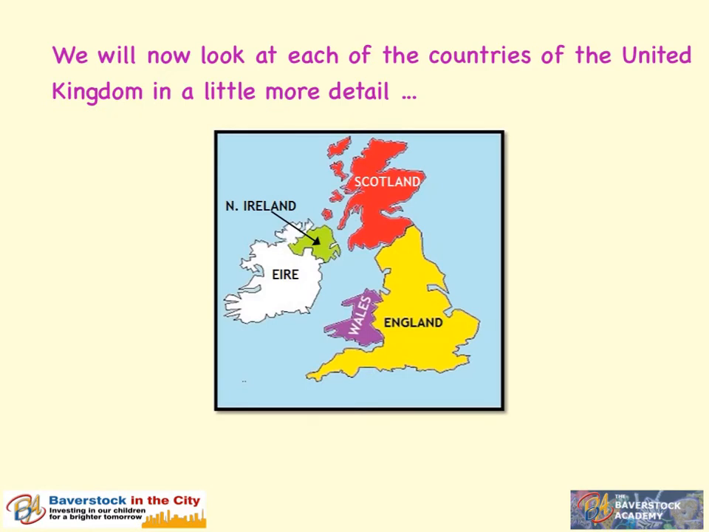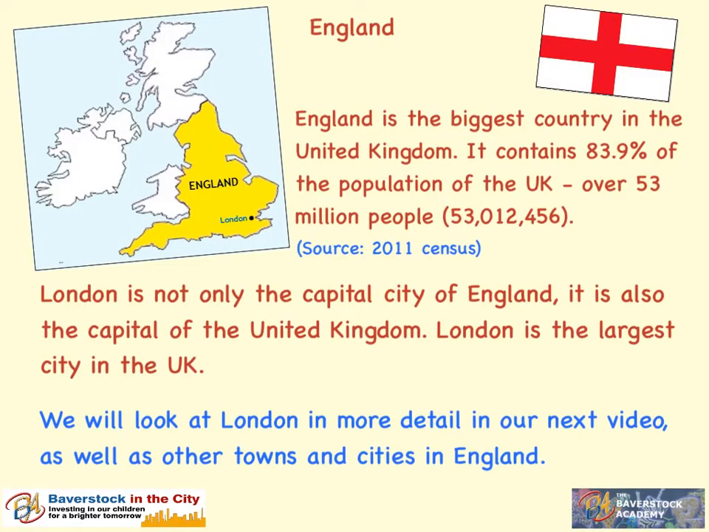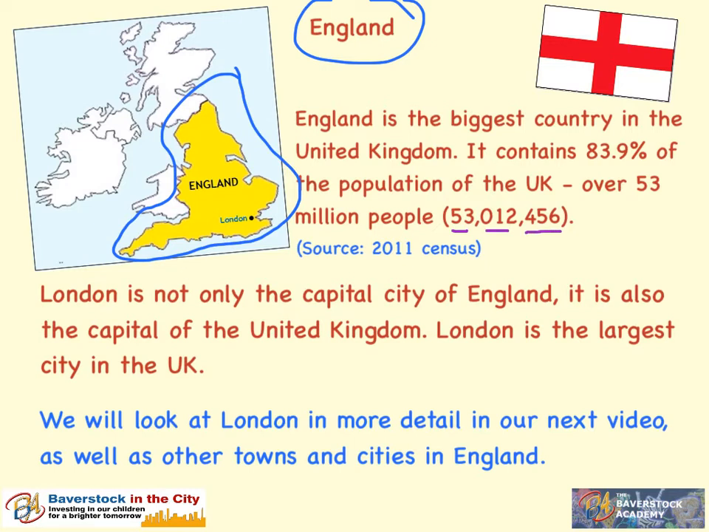We will now look at each of the countries of the United Kingdom in a little more detail. We will have a look at England first. England is the biggest country in the United Kingdom, and it's shown here in yellow. It contains 83.9% of the population of the United Kingdom, only over 53 million people. In fact, it contains 53,012,456 people.